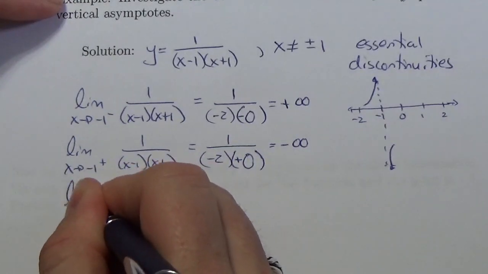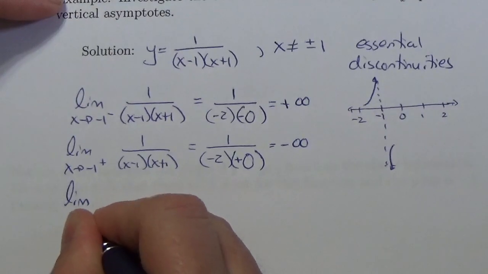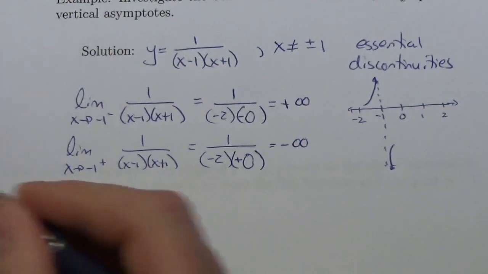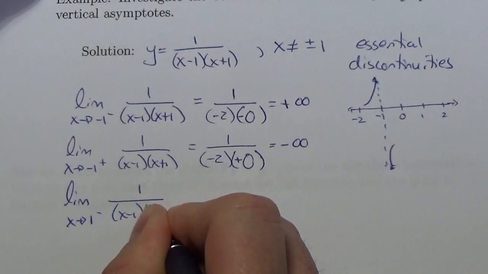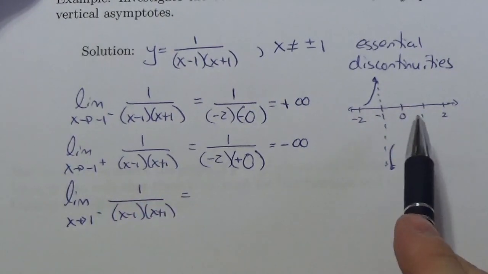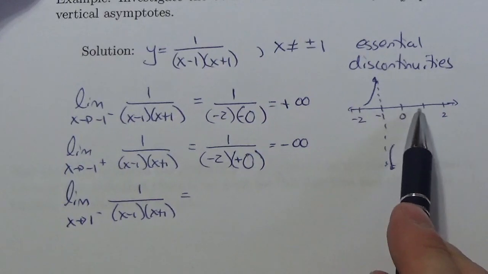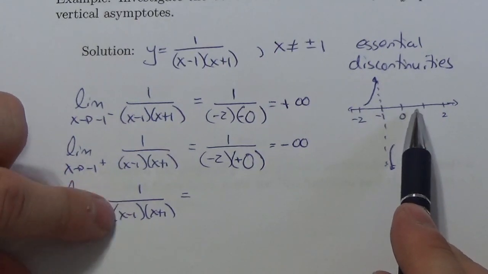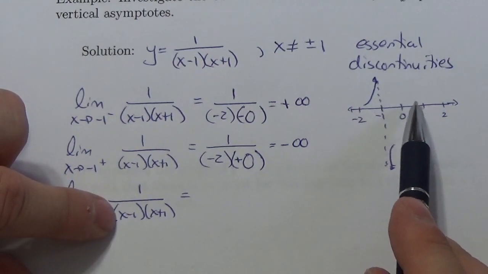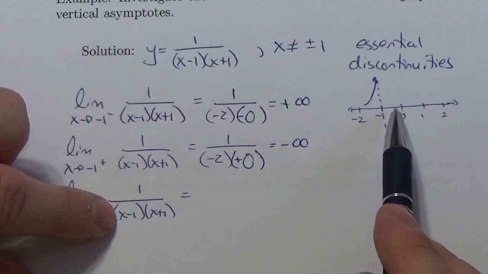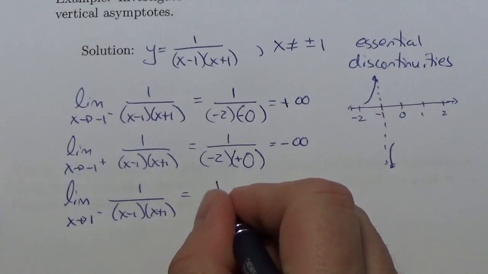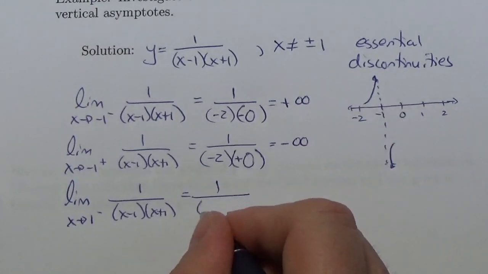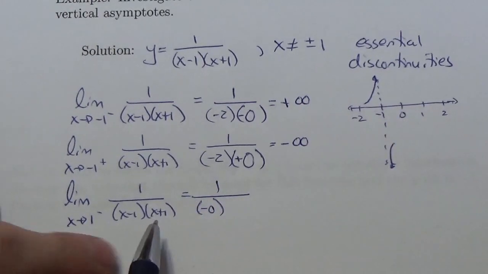Now let's switch our attention over to positive 1. So as x approaches positive 1 from the left, x minus 1, x plus 1. As I approach positive 1 from the left, the very first thing my expression tells me to do is subtract 1 from that. But as soon as I do that, I create a bunch of numbers that approach 0 from the negative side. So this becomes negative 0.